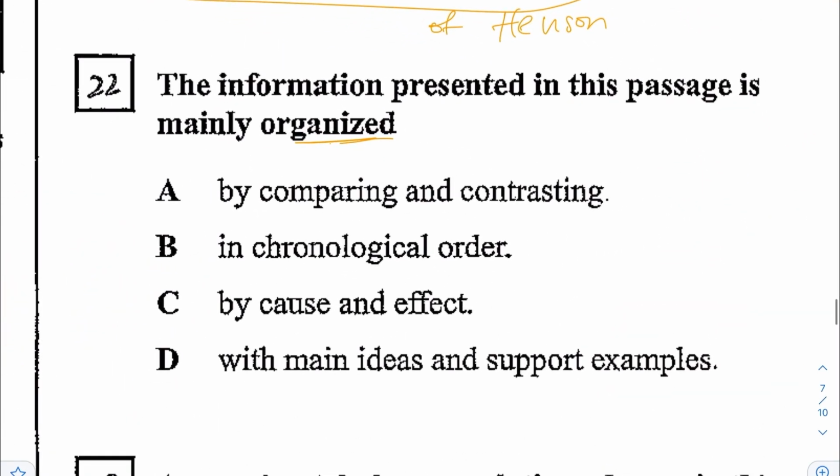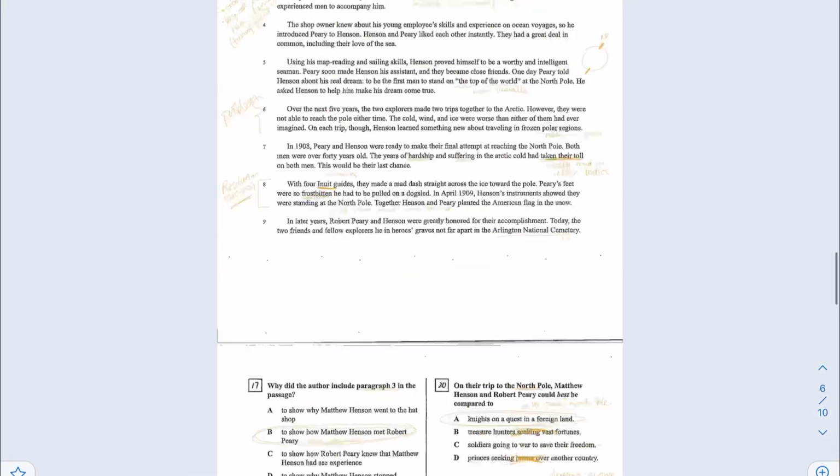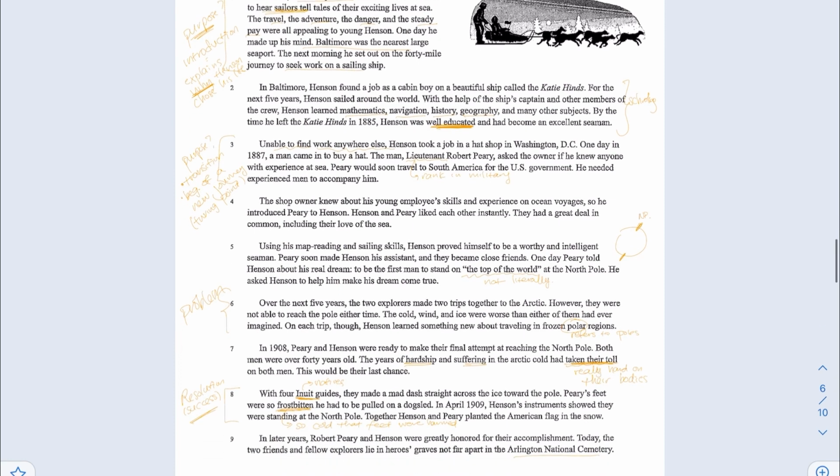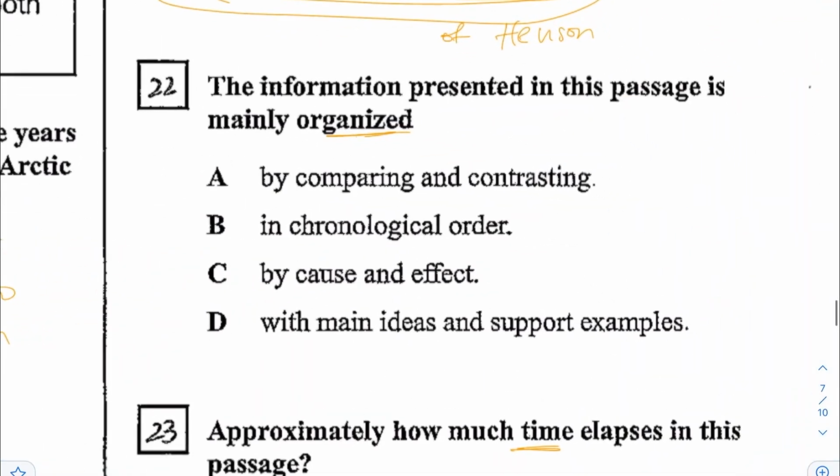Next for number 22, the information presented in this passage is mainly organized. So think about how this passage is organized. If you look at it, here at the beginning is his young life. Then it's his 20s, this hat shop. And then the next 5 years, they're exploring the Arctic. And then it's where they pass away, and then they are buried in the Arlington National Cemetery. So what that is, it's in chronological order.